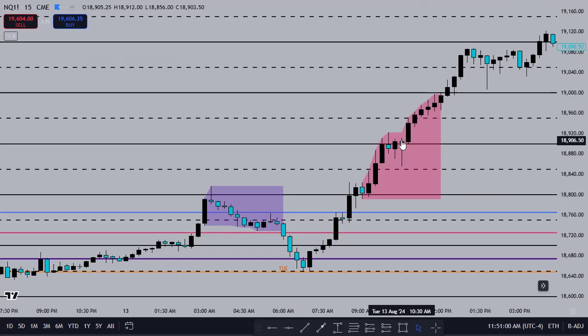Got a nice dragonfly doji, nice engulfing. Could have gotten in here, or if you're a little bit more aggressive, you could have gotten in when price was right around your buying area, you know, buying level, which is 00 or the quarter level.